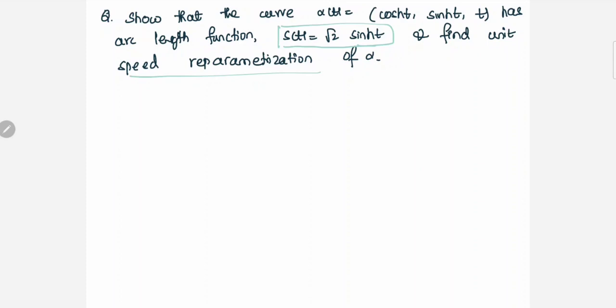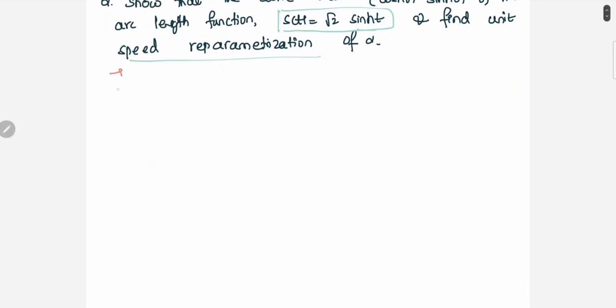So the unit speed reparameterization by using the arc length function is like the procedure for showing that if alpha is a regular curve, then the reparameterization of alpha will have unit speed. We just have to follow the steps of finding the reparameterization for a regular curve, and we will arrive at the result. First, we have the curve alpha of t is equal to (cosh t, sinh t, t).